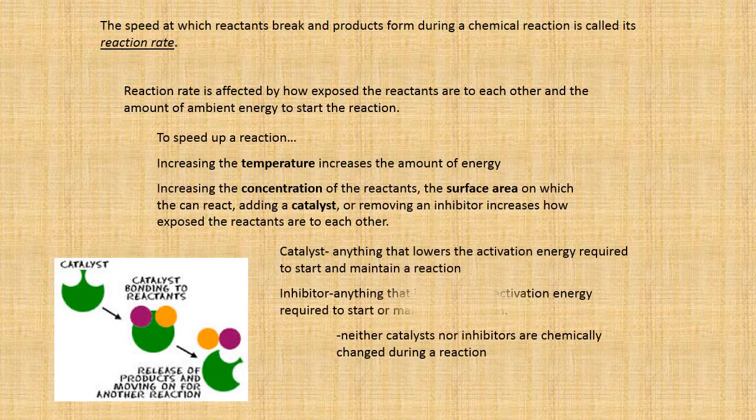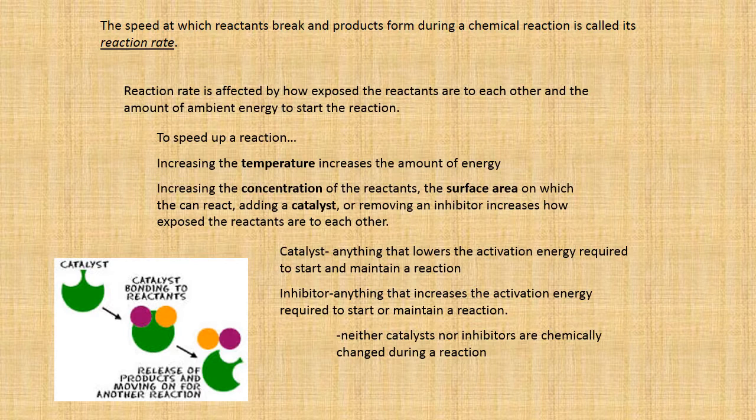Since reactions need added energy to take place and have to move atoms around, forming and breaking bonds, they take time. The speed at which a reaction takes place is called its reaction rate. Reaction rate is affected by how exposed the reactants are to each other. The easier it is for them to interact, the faster the reaction can take place, and the amount of ambient energy available to start the reaction. The more energy there is available, the faster it can go.